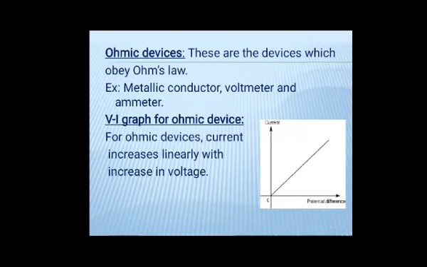For ohmic devices, if we plot a graph by taking potential difference along x-axis and current along y-axis, we get a straight line. Current increases linearly with the increase in voltage.